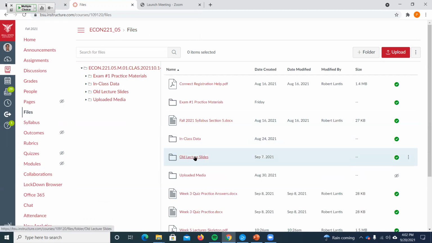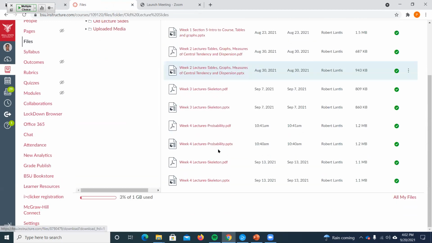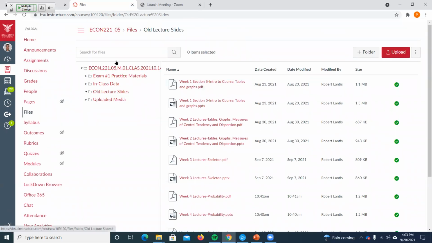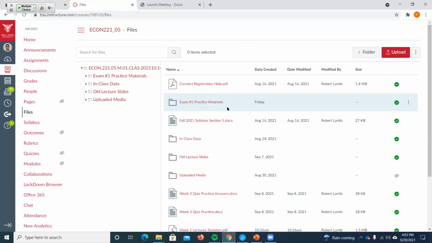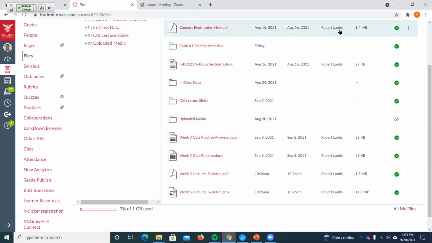I also put all the old lecture slides in this folder, where you'll notice you have the skeletons, but also the completed versions. So that's another good resource going into that exam. Any slide that says iClicker, those completed versions will also have what the answer was, right? The skeleton slides that I post, I leave out what the answers are. Otherwise, what's the point in me asking you that question in class, right? Other than that, I think that covers everything.